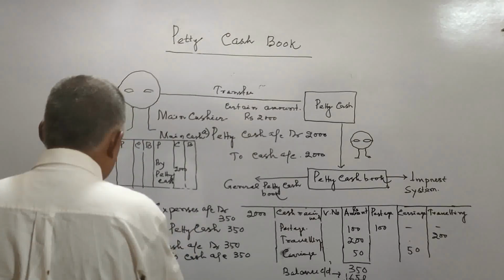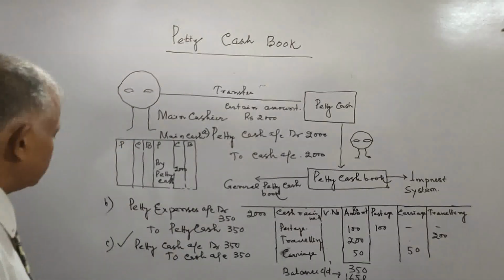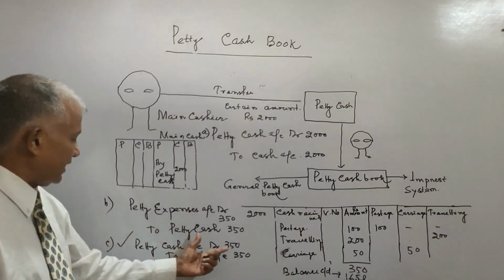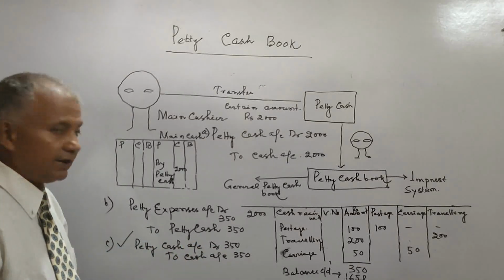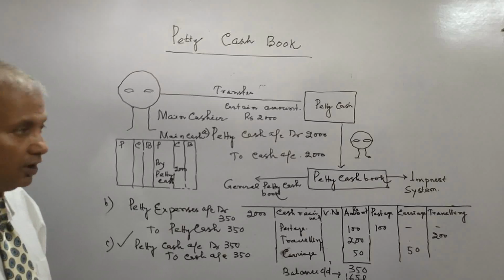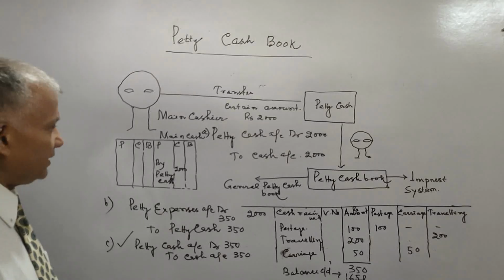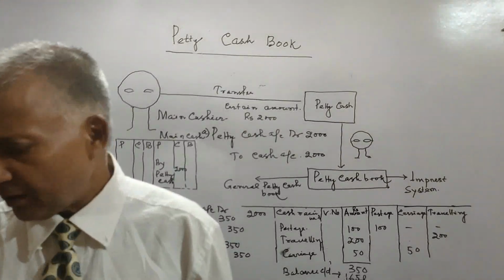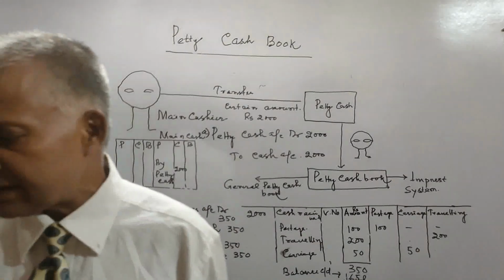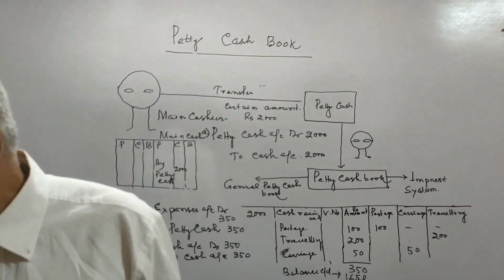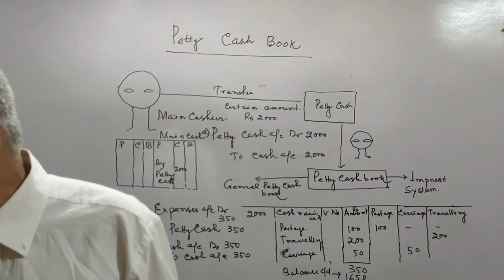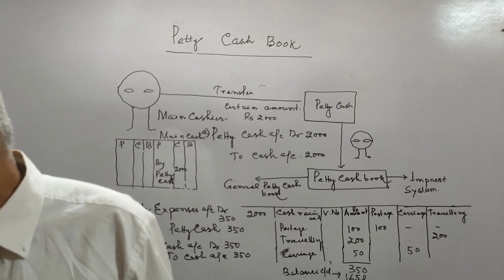So the main cashier will again make a journal entry, petty cash account debit to cash account. Generally, the main cashier makes all such expenses and writes them as miscellaneous expenses.